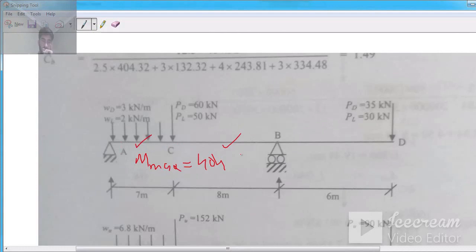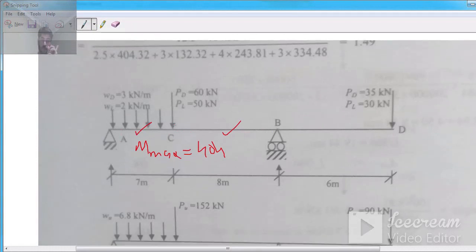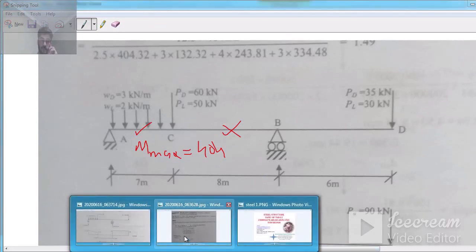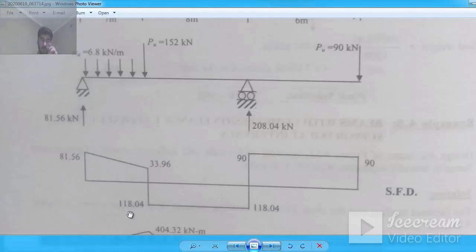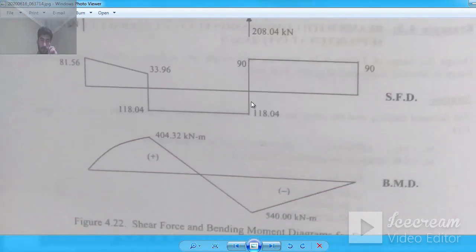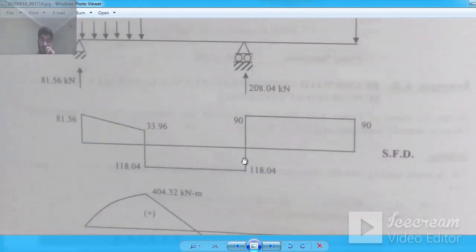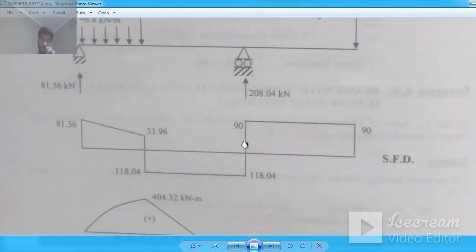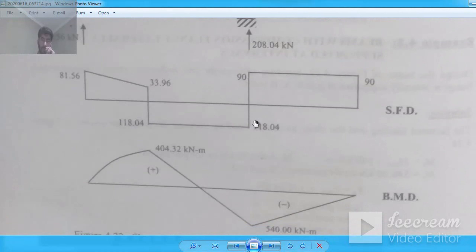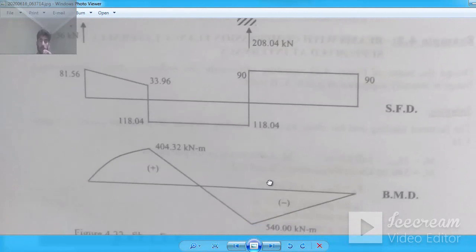I think so, for the CB portion we have to consider the other moment, not this one, the other value. Where is it? Yes, 540. We have to consider 540 because in that region, in that portion you see here, we have that much of moment. So let's see what they consider.